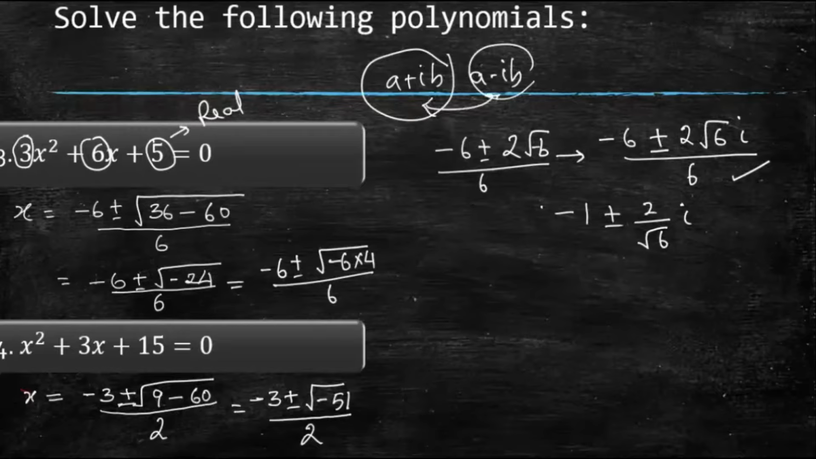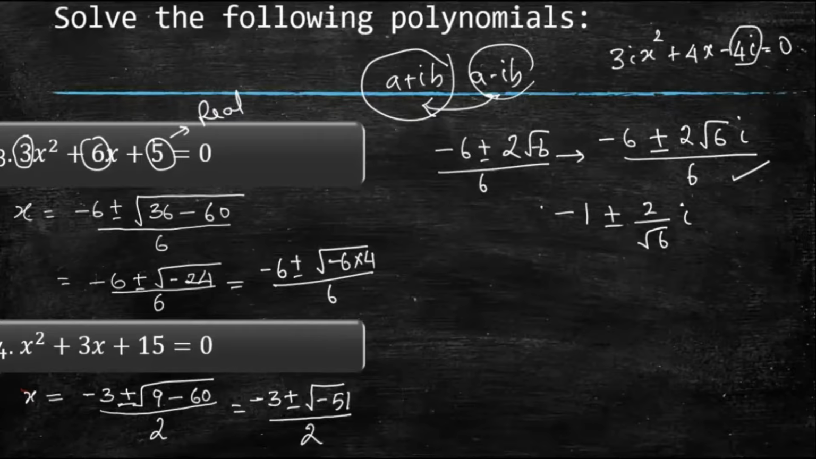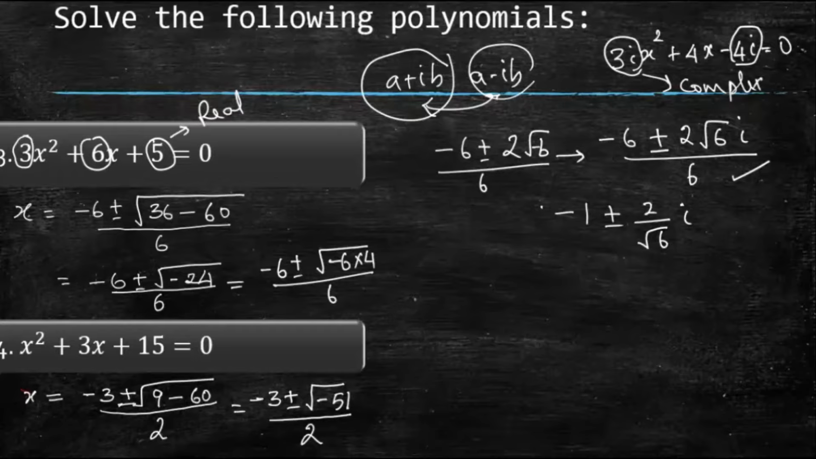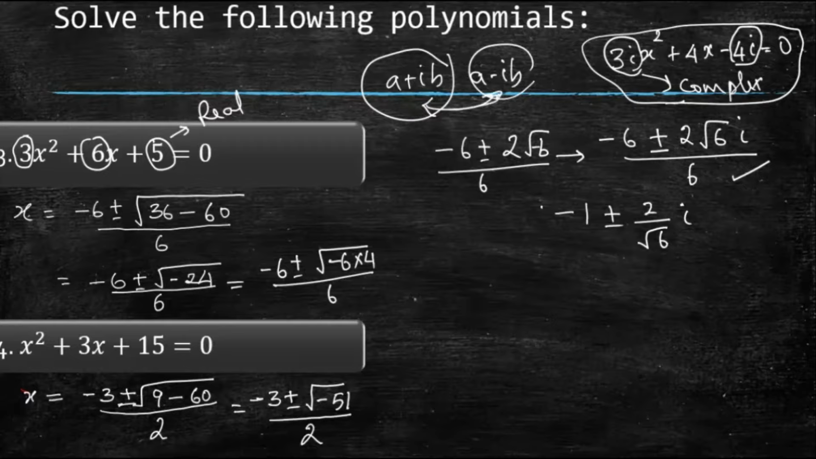If I have something like 3i x squared plus 4x minus 4i equal to 0, you can see that the coefficients have i in them, which are complex numbers. Therefore, in this case, the coefficients are complex, and it doesn't give you roots with conjugate pairs. So roots with conjugate pairs will occur only when you have equations with real coefficients.